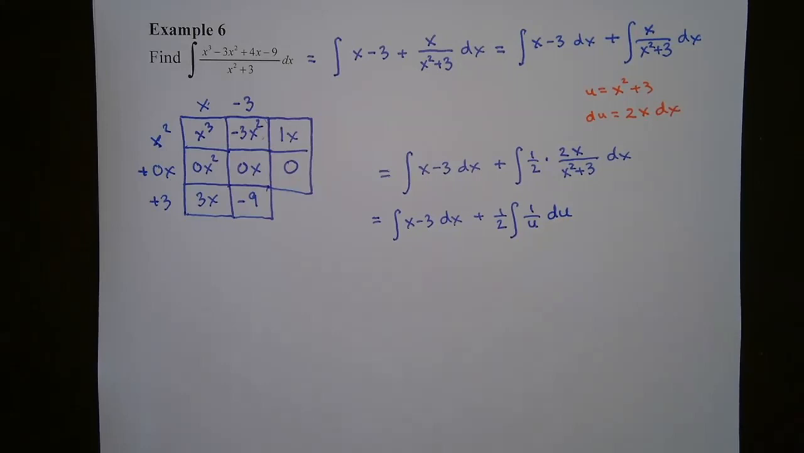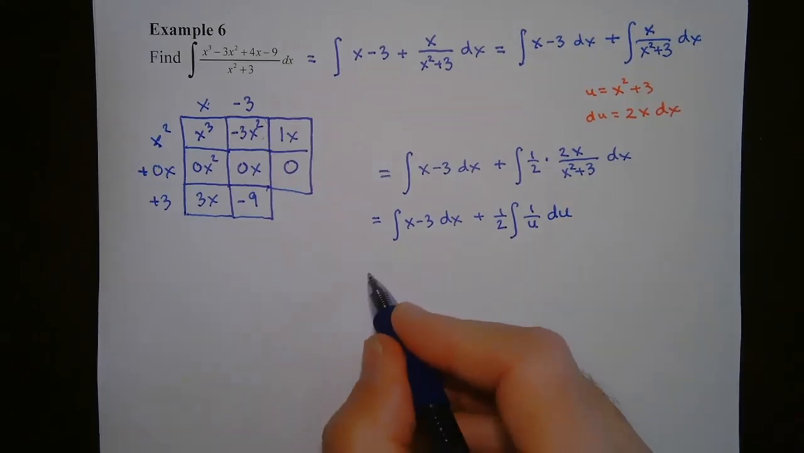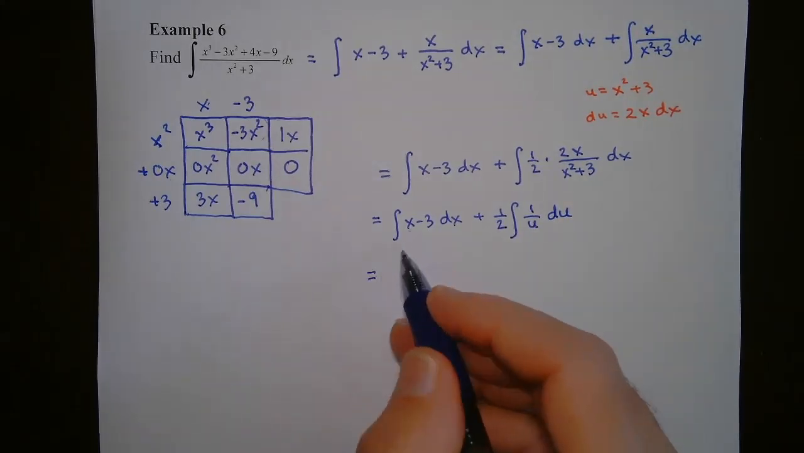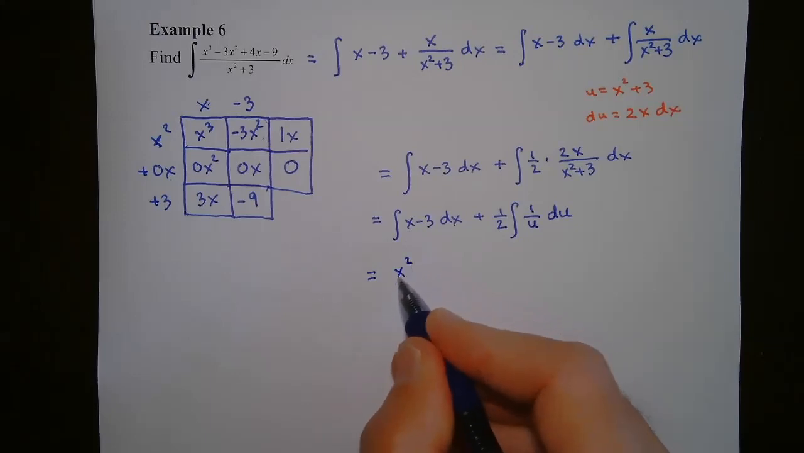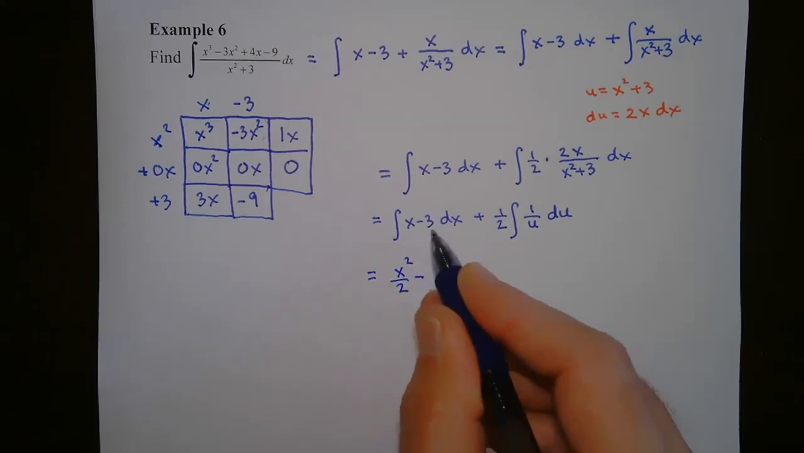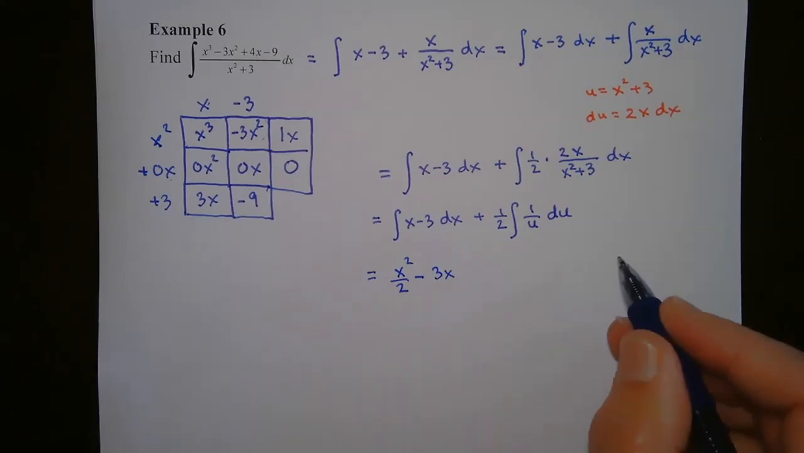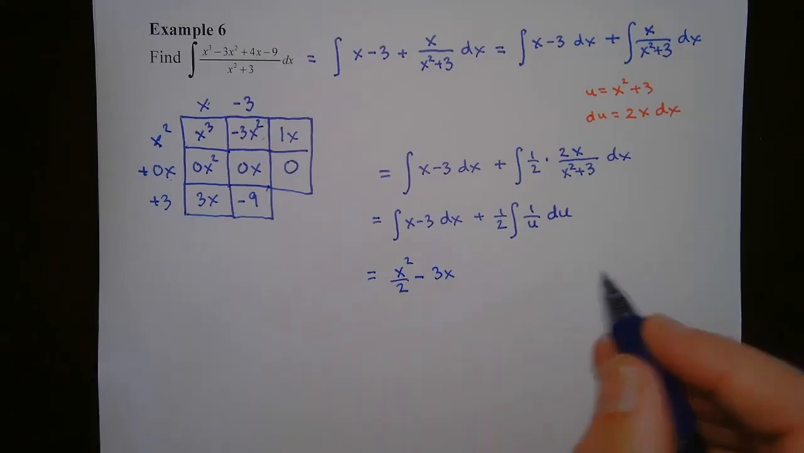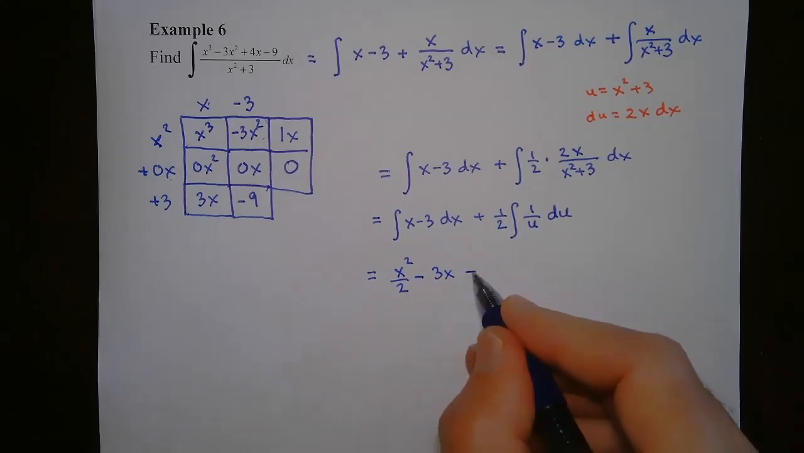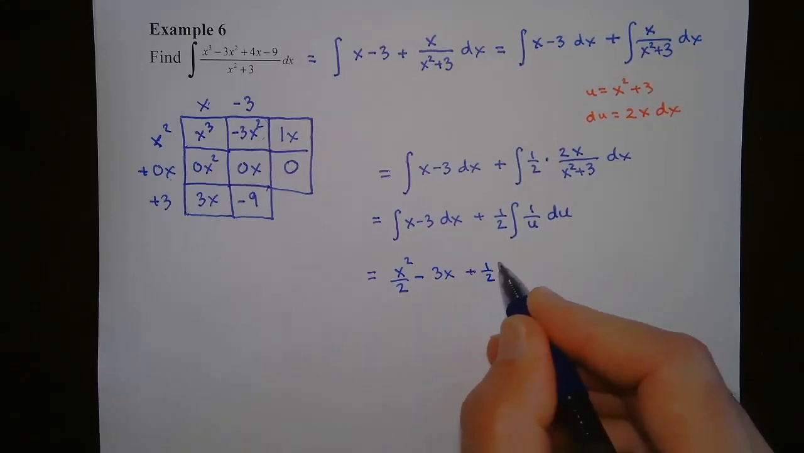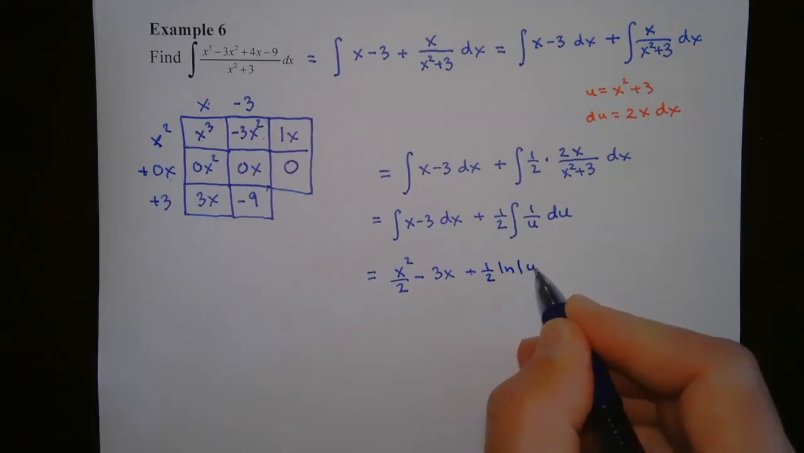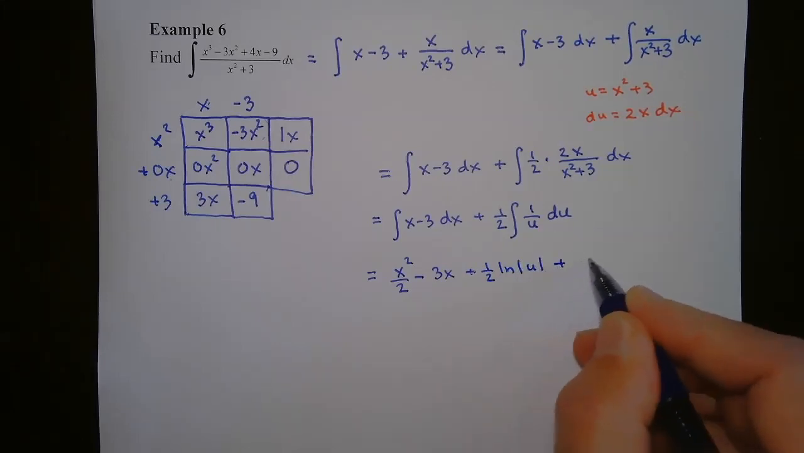And now we're ready to integrate. All right. So this is x squared over 2 minus 3x. There's a c here, but I'm just going to collect all the c's and write one c at the end of this, okay? And then plus 1/2 the natural log of the absolute value of u plus your constant c.